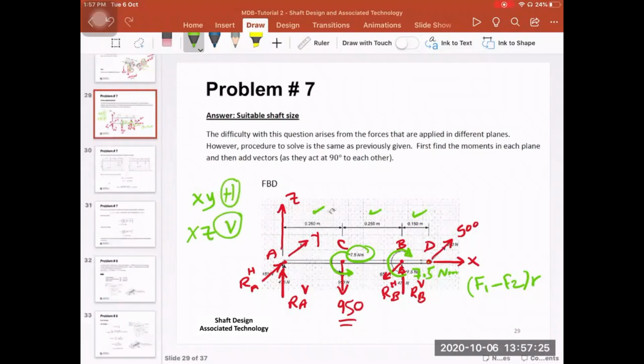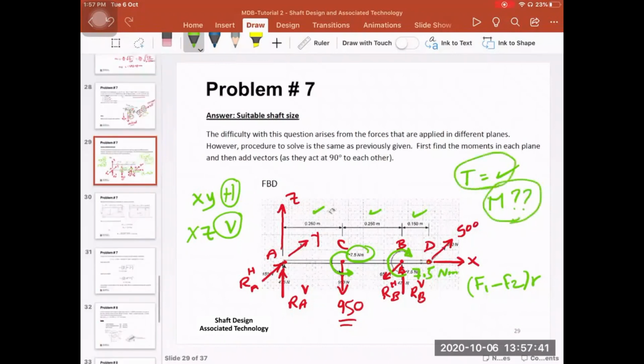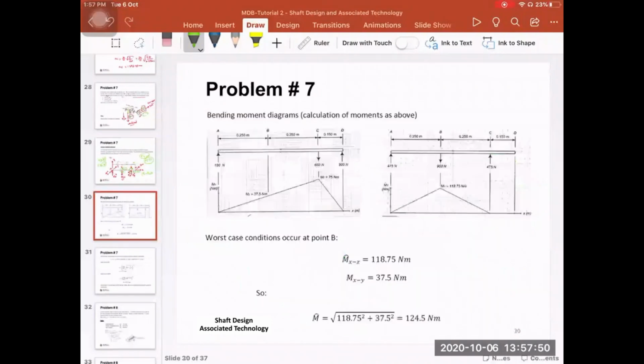Now, the torque is known. As I said, the torque is known. It's F1 minus F2 times R, but the bending moment is unknown. So we need to focus on the bending moment. Once you find the bending moment, we know the torque. So I can go back to the distortion energy theorem and the maximum shear stress theory to calculate the diameter of the shaft.